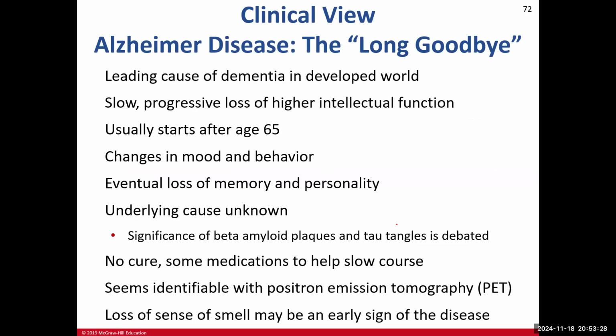Which brings us to our third clinical view of the day, Alzheimer's disease. All right. There's a movie called The Long Goodbye. I've never seen it. Has anyone here ever seen The Long Goodbye? Yeah, I think it's an old movie.